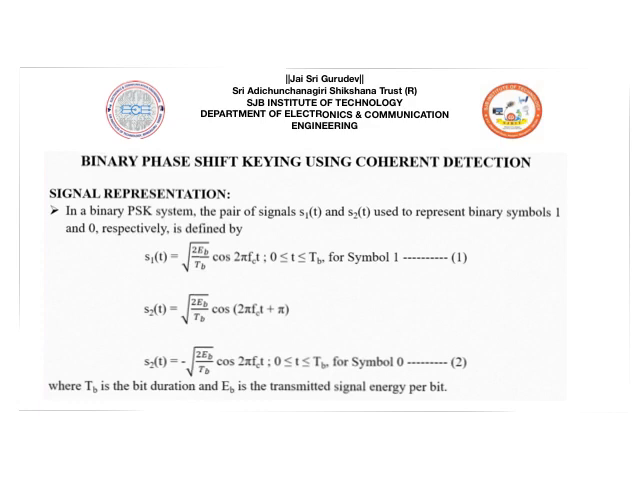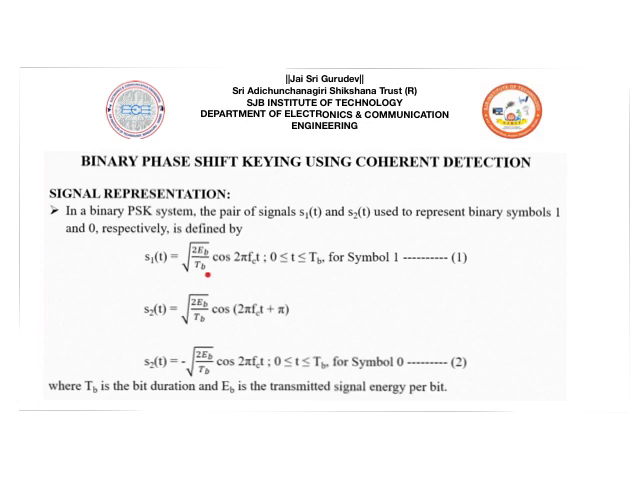Now let us discuss about BPSK using coherent detection, binary phase shift keying using coherent detection. First we will discuss about the signal representation of the BPSK. In binary PSK system, there will be a pair of signals which are represented as S1 of t and S2 of t. These two signals are used to represent either binary symbol 1 or binary symbol 0. The signal S1 of t is used for representing binary symbol 1. The signal S2 of t is used for representing binary symbol 0.